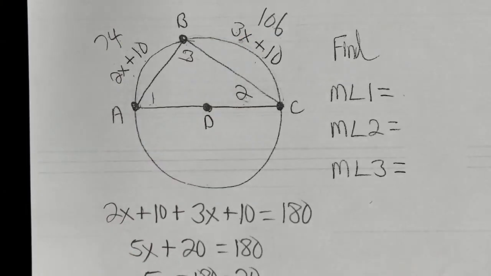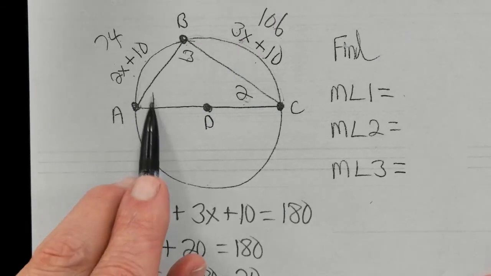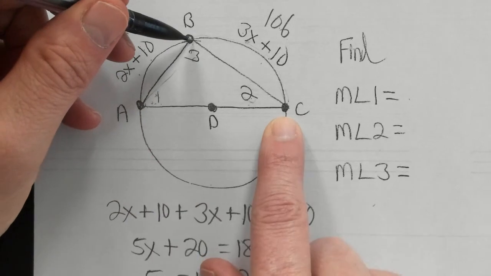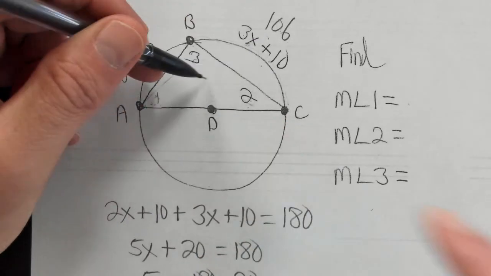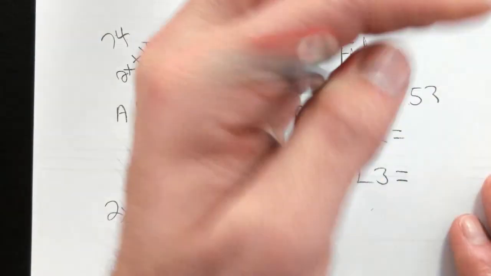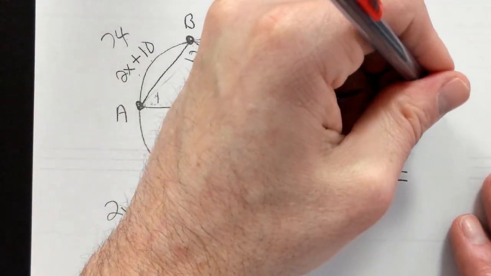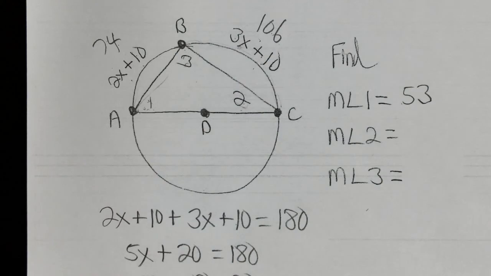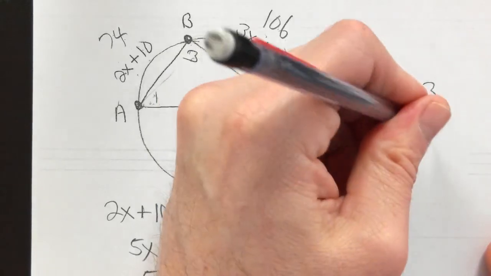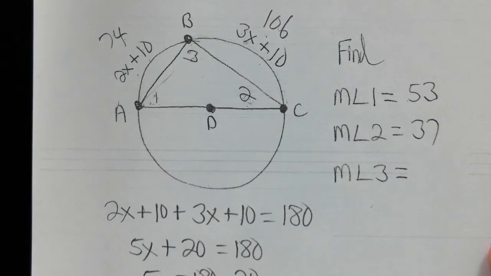So now that I know the measure of those two arcs, I can get angle 1 because it's inscribed. What arc does it go to? BC. What's half of BC? Half of 106 is 53. All right, 53. And angle 2 goes to an arc that's 74. What's half of 74? 37.